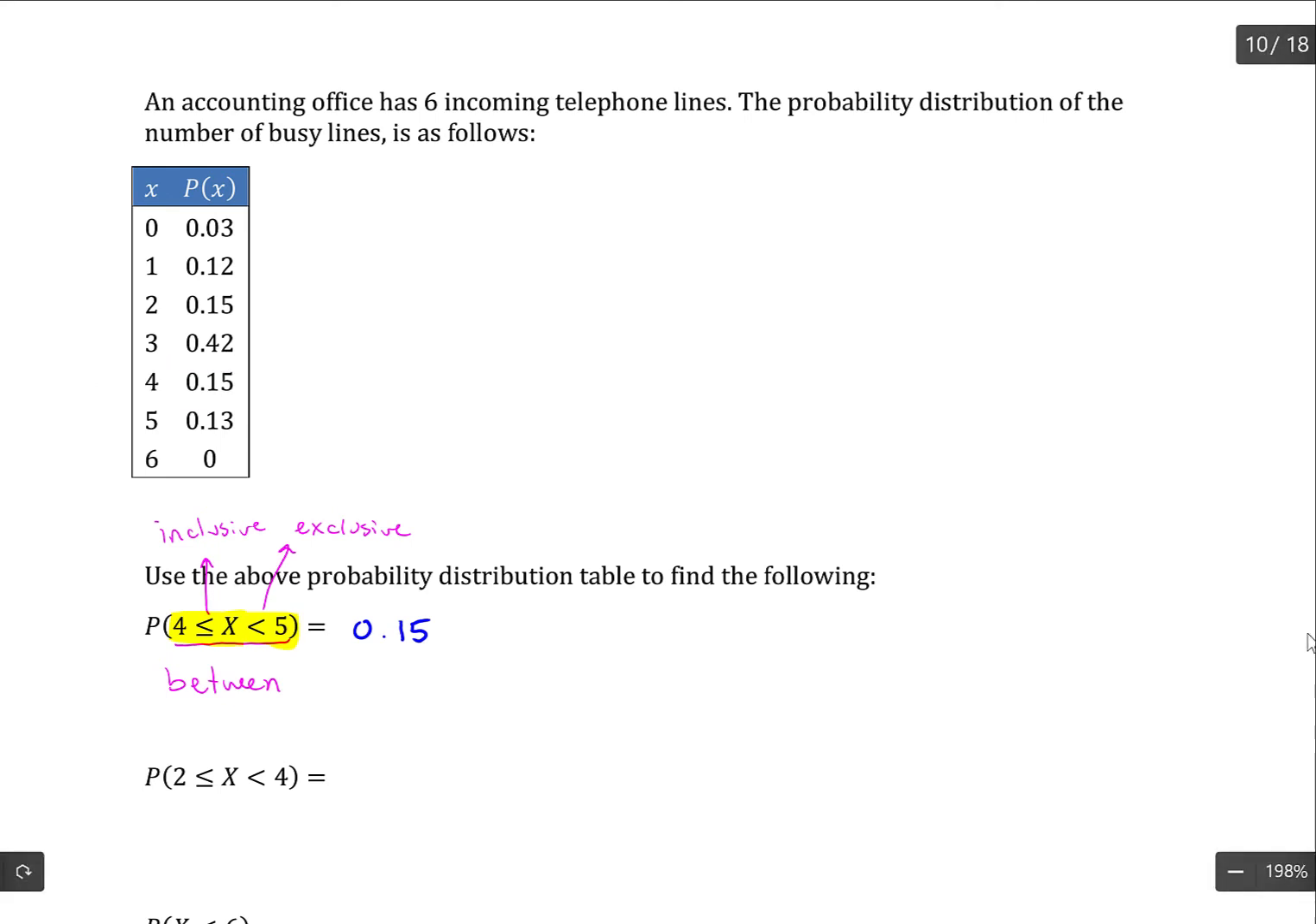In the next example, we want to find the probability that x is greater than or equal to 2. So we're greater than or equal to 2, so it could be 2 or more. But it also has to be less than 4. So if it's less than 4, then 2 or 3 are the only possibilities. So 0.15 and 0.42. Those add up to 0.57.